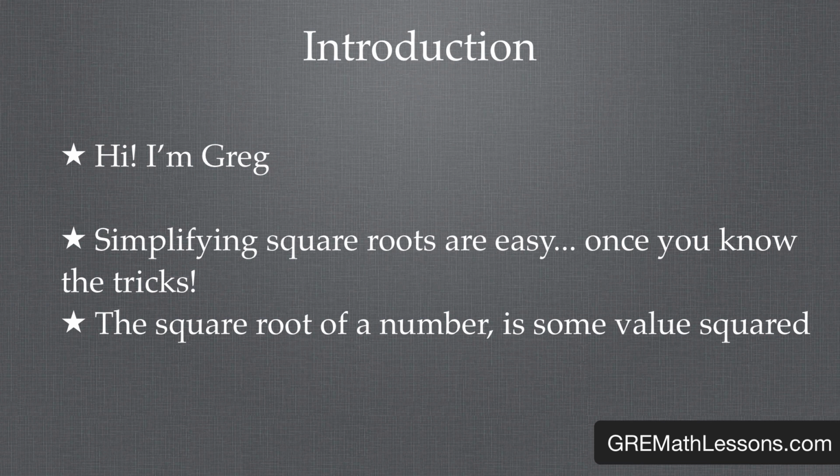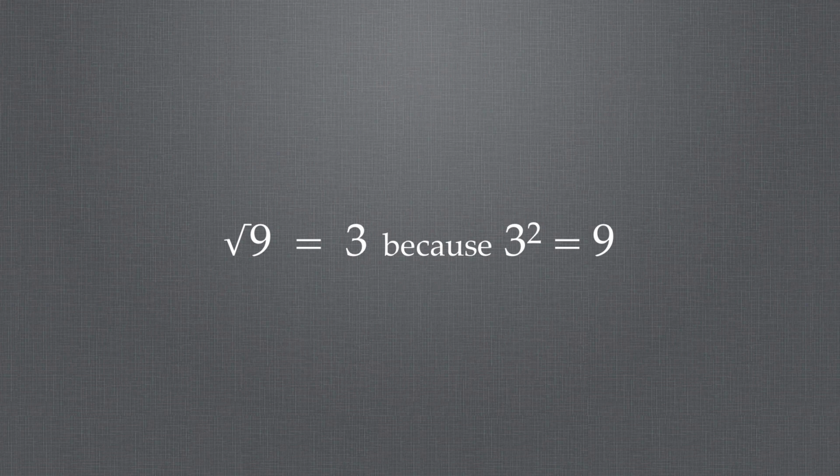In today's lesson, we'll be looking at simplifying square roots. A lot of people seem to have trouble with square roots, but they're actually pretty simple once you understand a few simple tricks. Remember, the square root is determined by finding the value of a number that is squared. In other words, the square root of 9 is 3. This is because 3 squared, or 3 times 3, equals 9. Although the language may sound a little confusing, the math is pretty simple.